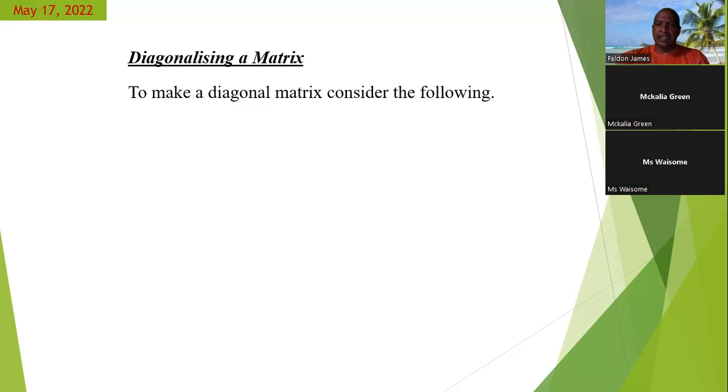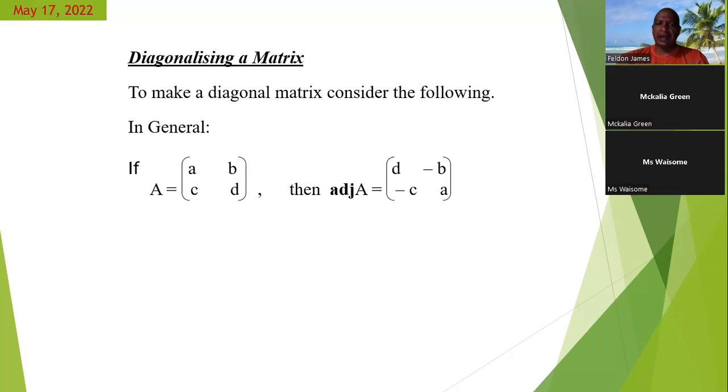Now, if we have a matrix, we should be able to diagonalize it, meaning we want to convert a matrix into a diagonal form. In order to convert a matrix into a diagonal matrix, we have to multiply the matrix by what we call the adjoint of the matrix. Let us talk a little about the adjoint of the matrix A. If you have the matrix A as A, B, C, D, then the adjoint of A, written ADJ as a shortened form of adjoint.